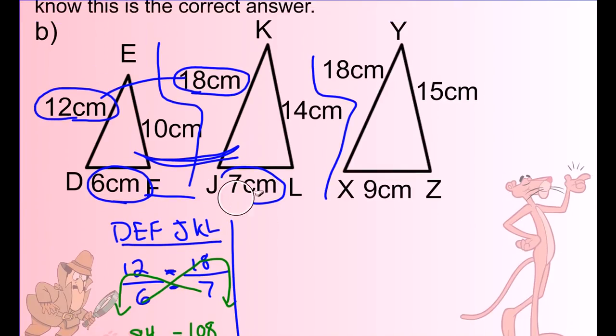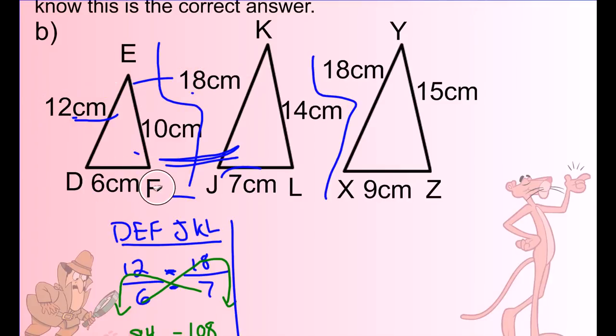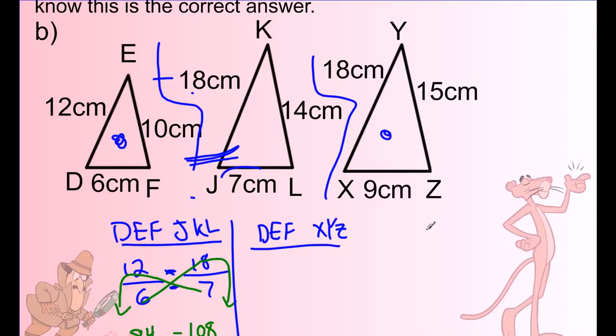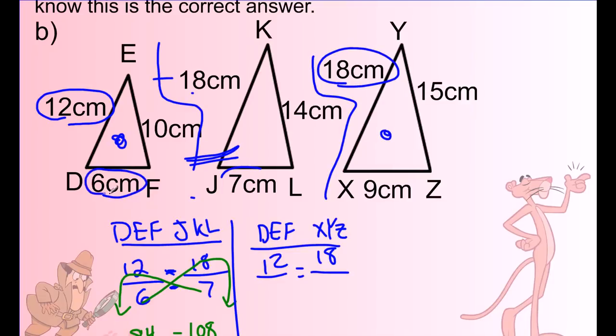So now I'm going to try my next pair. It wasn't those two. Maybe it is D, E, F, and X, Y, Z. So I'm comparing this first one and this third one. Same thing. If they're similar, they should be proportional. I use pretty much the same proportions, the same sets of sides. So I'm going to say 12 over 18. I'm sorry, 12 corresponds to 18, and 6 corresponds to 9.